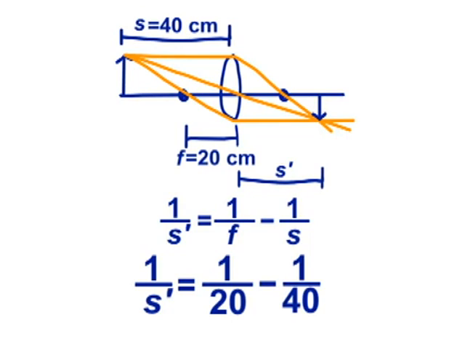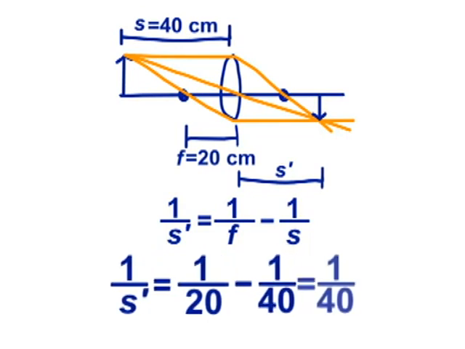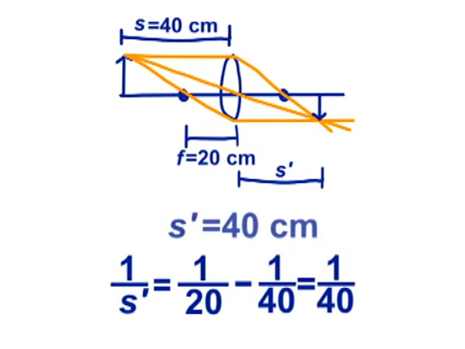1/20th minus 1/40th. Think back to those fraction days. Oh, yes, 1/40th. So s prime is equal to 40 centimeters. And that looks like about what I drew here. I drew that, and it came out about right.